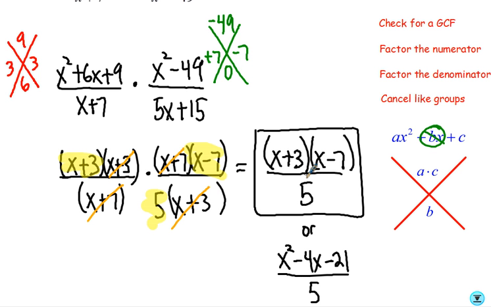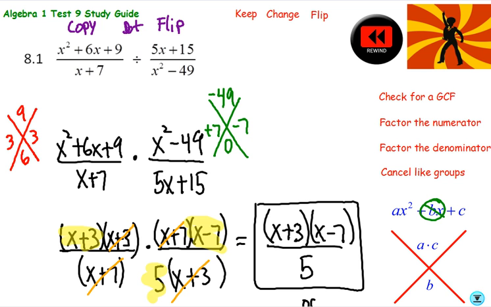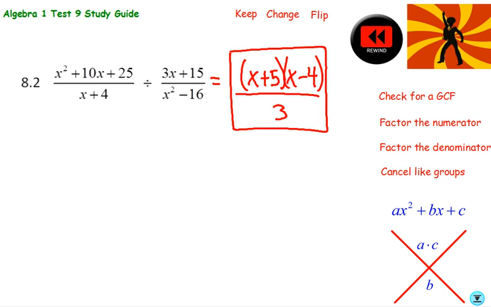All right, so go ahead and pause now, and let's see what you get with the one in the middle and the one on the right side. All right, so for 8.2, you should have got x plus 5 times x minus 4 over 3.